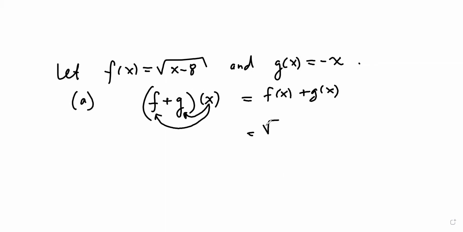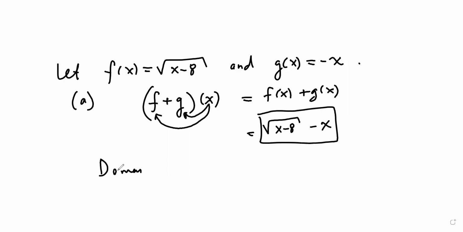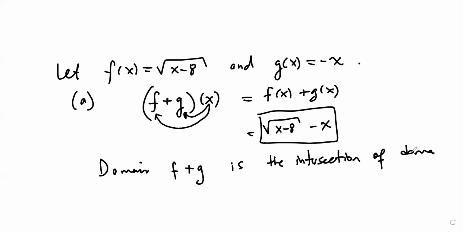F of x is given, so that's square root of x minus 8, and g is minus x. So that's just this for f plus g. Now, compute the domain of this. So the domain of f plus g is the intersection of the domain of f and g. So I'm just going to find the domain of both functions.